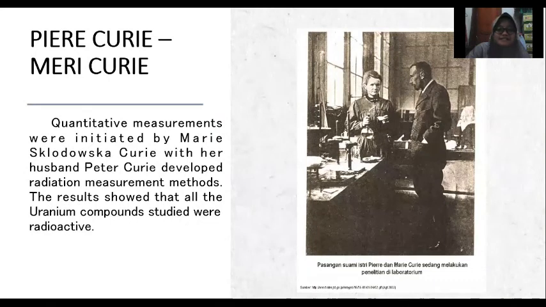Next, second, Marie Curie. Quantitative measurements were initiated by Marie Sklodowska-Curie with her husband Pierre Curie, who developed a radiation measurement method. The results showed that all the uranium compounds studied were radioactive.